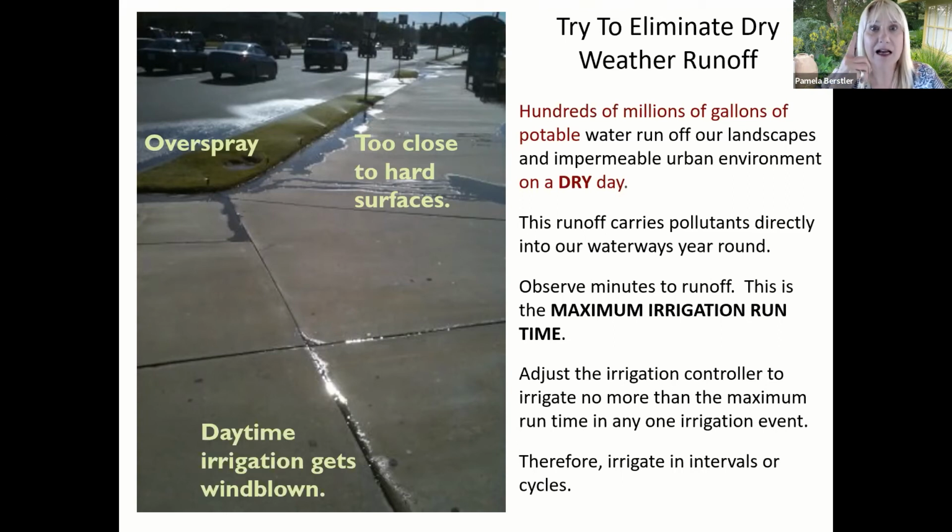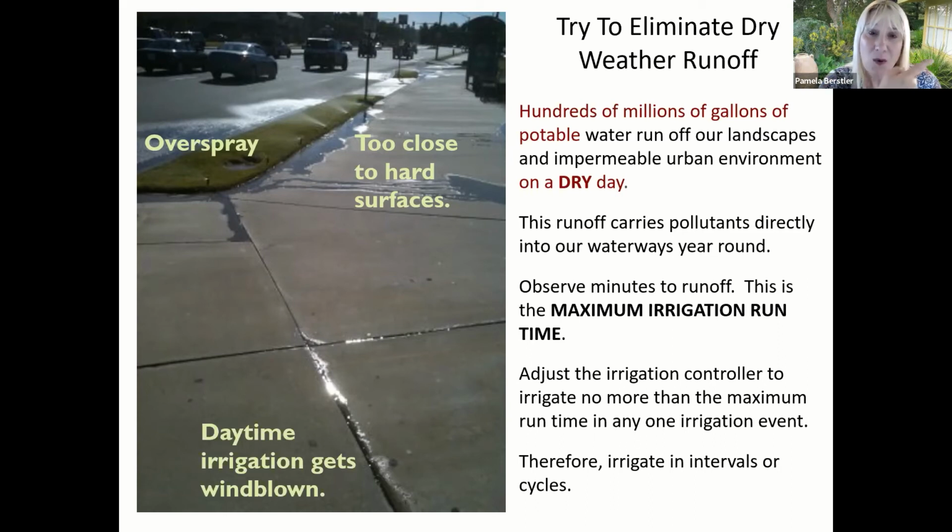And that time is going to be the maximum irrigation runtime. You cannot run your irrigation system for longer than that because you will get runoff. So if you're on a clay site, for example, with a spray system, you could only be running for 3 minutes and you might then be seeing runoff. That 3 minutes is your maximum irrigation run time. You cannot run it in any event more than 3 minutes.